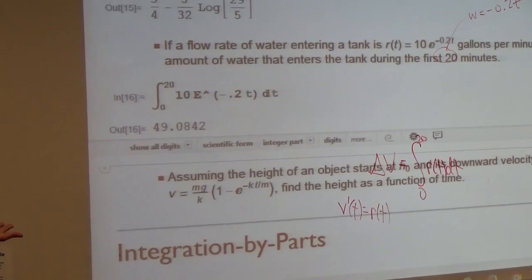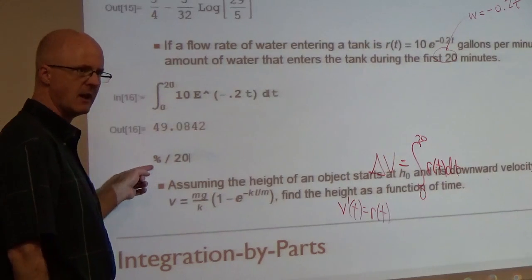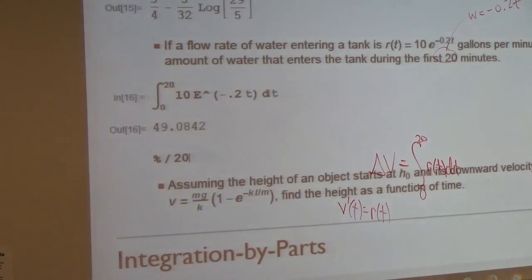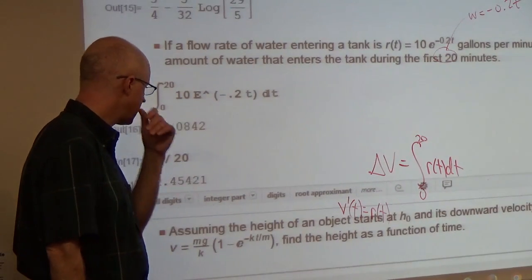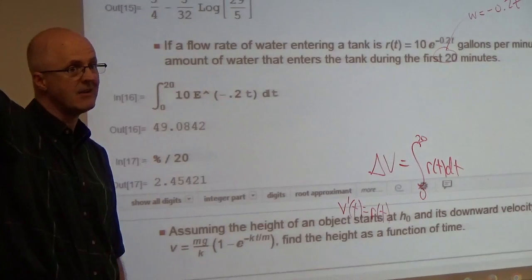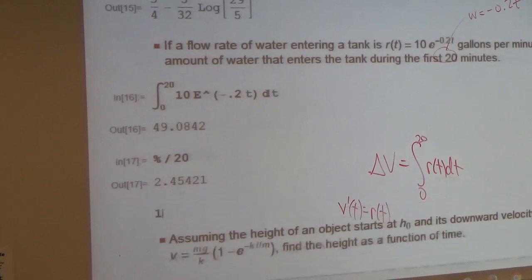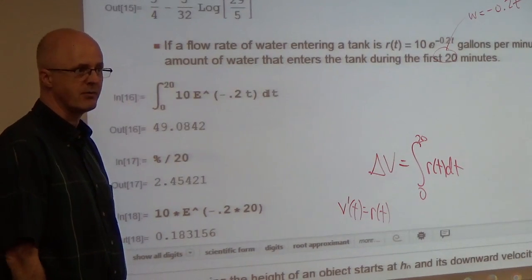We could find the average flow rate too, because we could take that integral and divide it by the length of the interval, 20. I told you that percent sign refers to the previous output, right? Take that and divide it by 20, which is the length of the interval, and that would be the average flow rate. So on average, over the entire 20 minutes, the water is flowing at 2.45 gallons per minute. It starts out at 10 gallons per minute, decreases to, at time 20, what would it be? 10 times e to the negative 0.2 times 20, decreases to about 0.18 gallons per minute. The average flow rate is 2.45 gallons per minute.